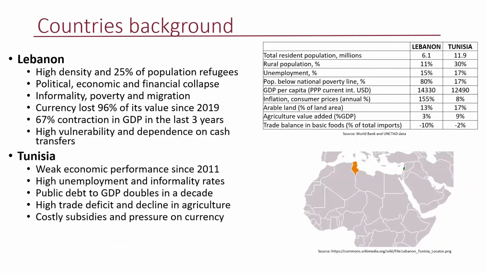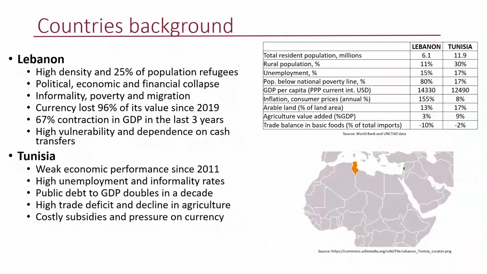Tunisia, on the other hand, has seen not a collapse, but a weak economic performance since 2011. And most recently, if you follow the news about Tunisia, there are a lot of issues with foreign currency reserves and talks about joining an IMF program or not. There are high unemployment and informality rates, not as much as Lebanon, but they're still very high. The national poverty incidence is about 17%, and unemployment is also between 17 and 20%.